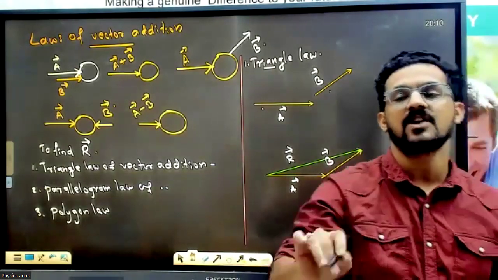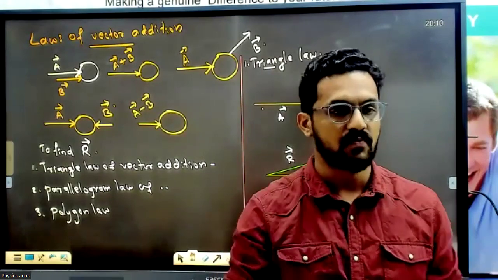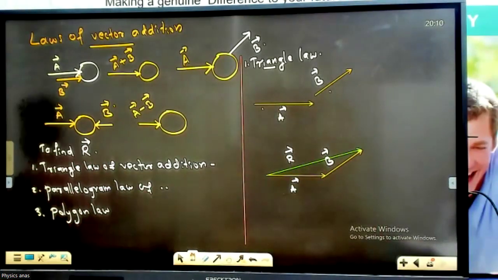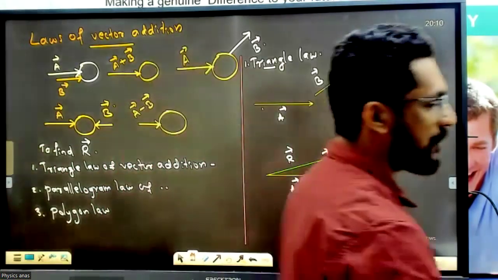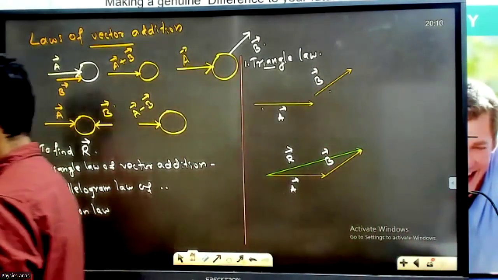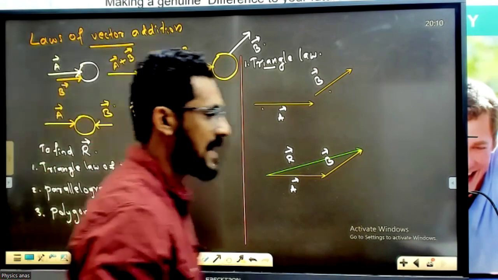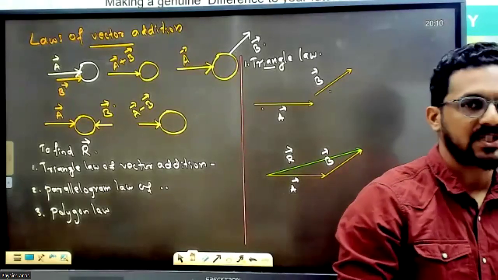To find the resultant of vectors acting at an angle. That is the use of it. To find the resultant of vectors acting at an angle.